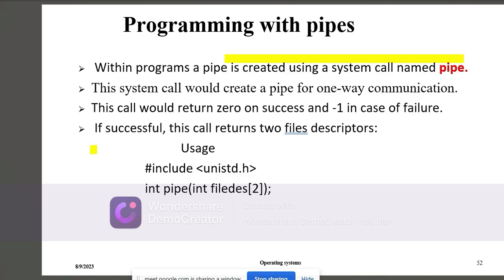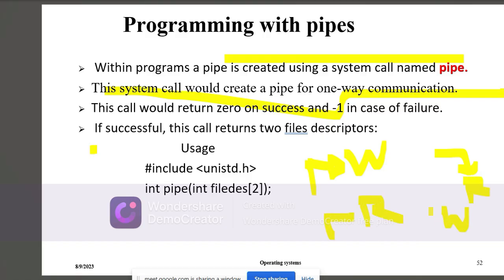So suppose when you want to implement a pipe communication for the IPC, at that time you have to call the pipe system call, and this system call creates a pipe using one-way communication. One-way communication means what? Suppose at one end it is only possible to write something, at that time the other end is there for reading something. Suppose the first end is there for reading, at that time the other end is there for writing. At a time we cannot read, or at a time we cannot write, from the same end.